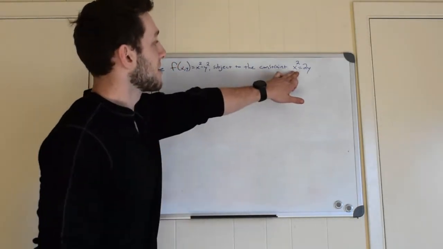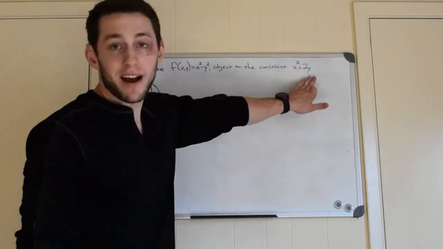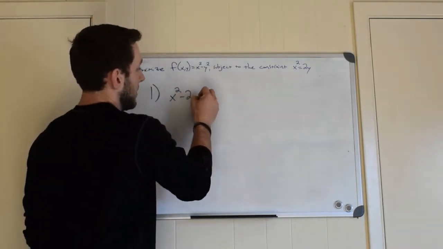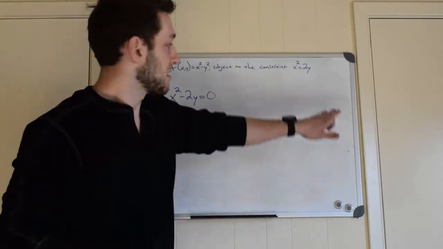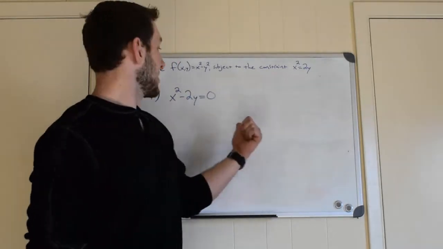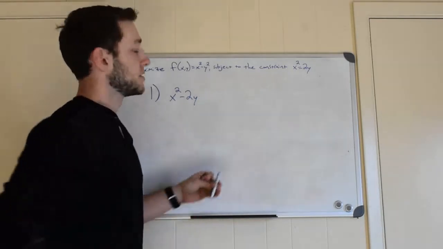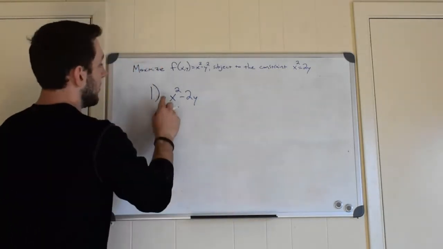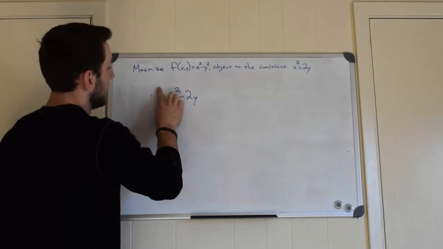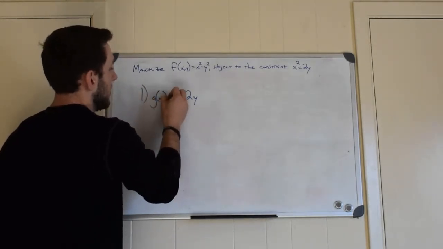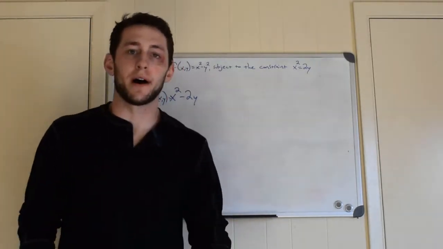All that was manipulating this guy to get one side equal to 0. Well, if we subtract over the 2y, we all of a sudden have our constraint function, just x squared minus 2y. And what we go ahead and call that is the function g of x comma y.